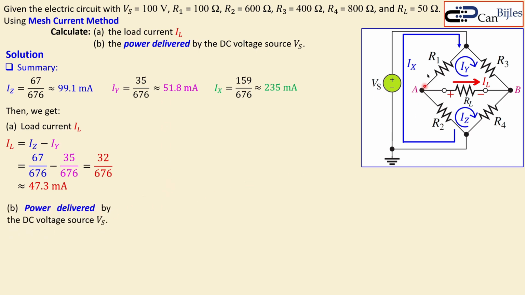Now for the power delivered by the source, voltage source Vs, I need its voltage value and also the current it is delivering.